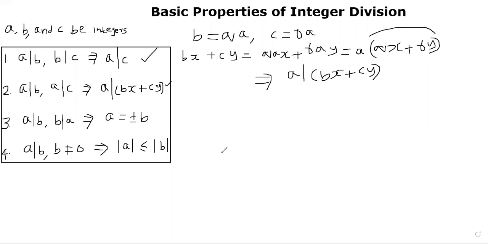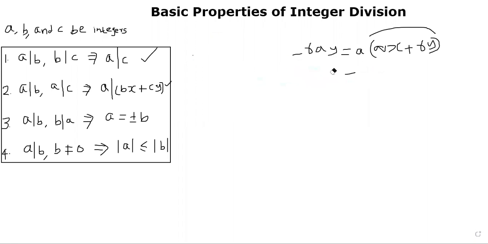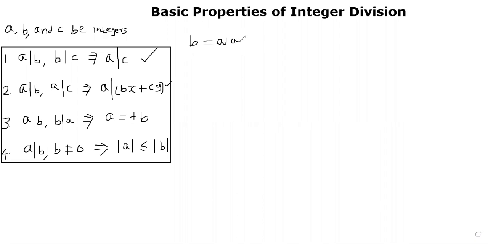Let's move on to the third proof now. The third property says when A divides B and B divides A, A and B must be equal to each other, but they can also be opposite of each other in terms of sign. Let's say A divides B, which means B can be written as some Q times A. And also B divides A, the next one. That means A can be written as some R times B. Both Q and R are integers, of course.